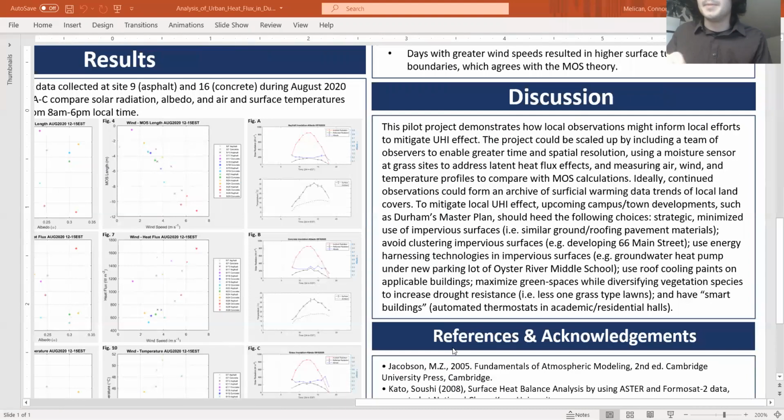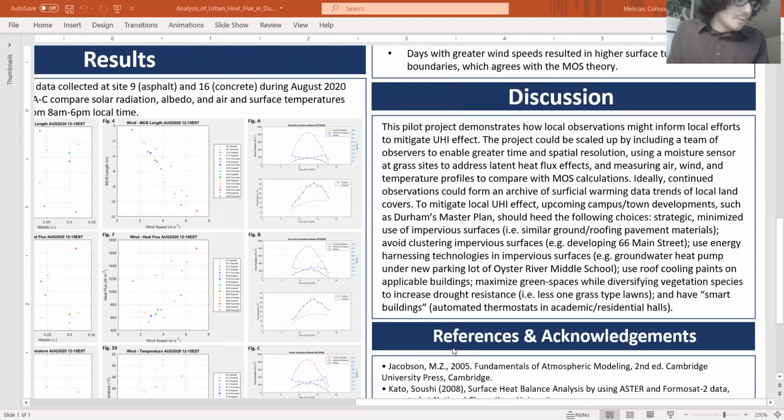Just to wrap up, this project should be repeated in the near future to continually assess the UHI trouble spots here locally. For any upcoming developments of the town or the campus, they need to consider the following to help reduce surficial warming. This can be done by using less pavement overall, not clustering pavements, and among pavement sites, implementing energy harnessing technologies.